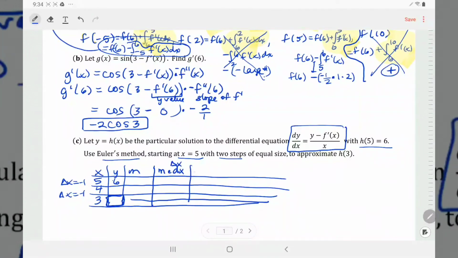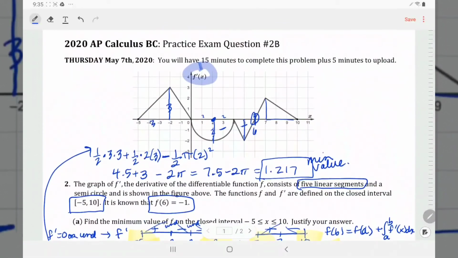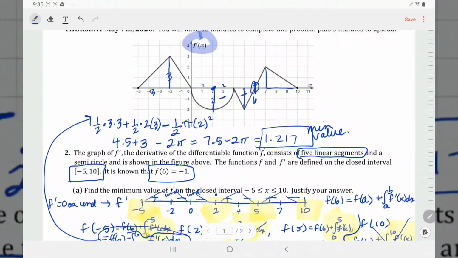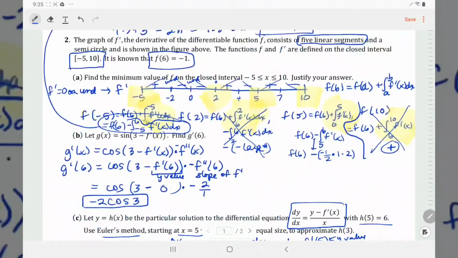So this is what's dy dx, which is the slope, at 5, 6. So that would be 6 minus f prime of 5 over 5. So f prime of 5 on an f graph is the y value. So this is the y value. So this is 6 minus, okay, what's the y value at 5? The y value at 5 is -2. So -2 over 5. So this would be 8 over 5, that's 1.6. I could do that on my calculator. Okay, so slope is 1.6.